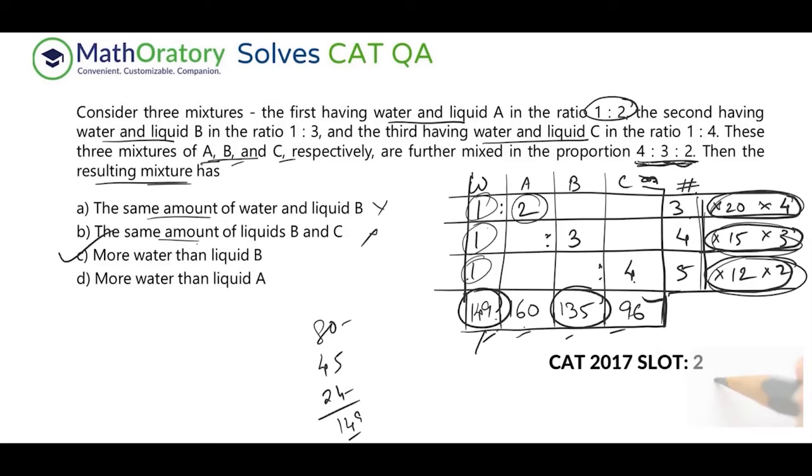I've already marked it. So just let me take these circles off. Yeah. So coming back to this option C. Option C said more water than liquid B. So that is the advantage. You can just simply deal with these numbers. So 149 and 135, but not more water than liquid A, right? 149, 160 is more. So option C is correct here.